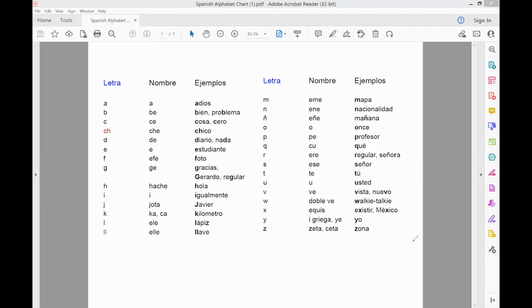And our last one, repite, Zeta. Zona. So the Z has two sounds. If it's in Latin America, it's going to be a C sound, as in zona or cerveza. Okay, you're having a beer, cerveza. In Spain, the Z is more of a TH sound, as in cerveza. Okay, so that's our lesson on the Spanish alphabet.